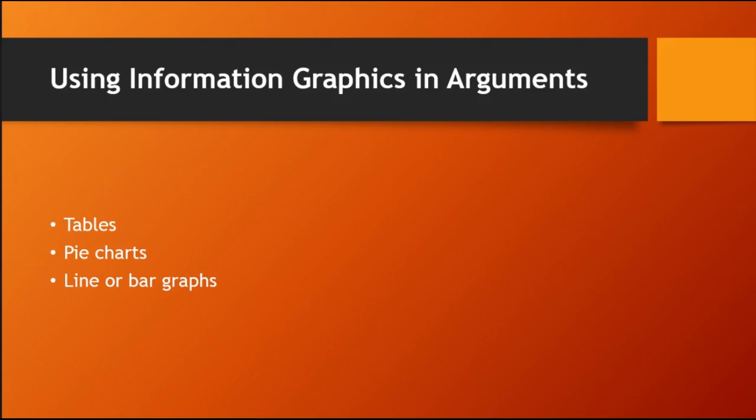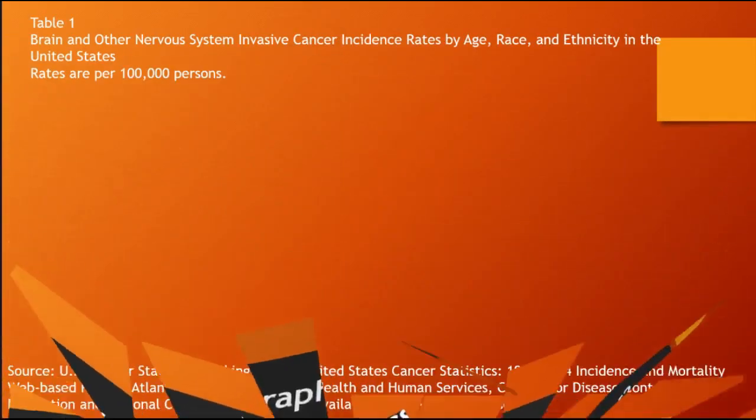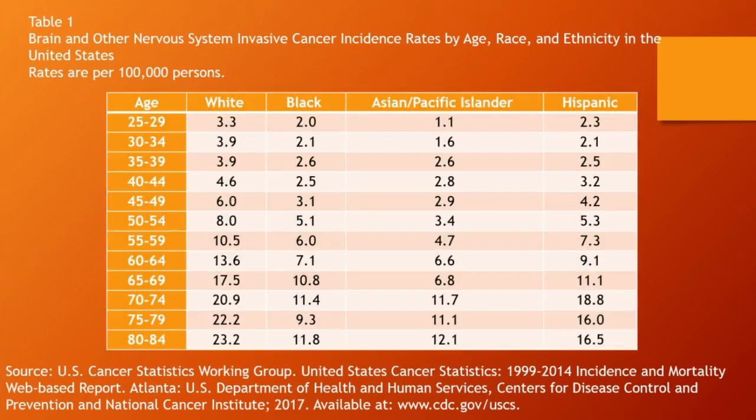Sometimes tables with numeric representations can pour excessive information within dense columns of numbers. To focus on a key story and make it powerfully immediate, you can create a graph. For example, this table shows brain and other nervous system invasive cancer incidence rate by age, race, and ethnicity in the United States. While this is informative data, if we present the same information in a graph, it will create a more alarming and lasting effect. Graphs and charts can help tell visual stories.